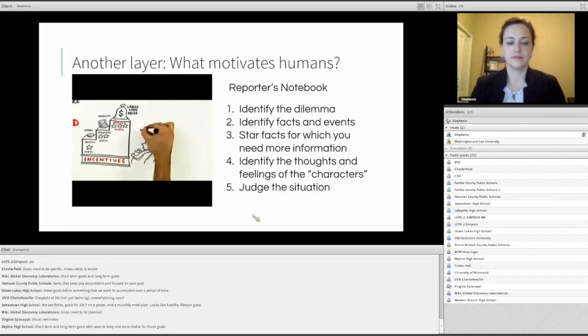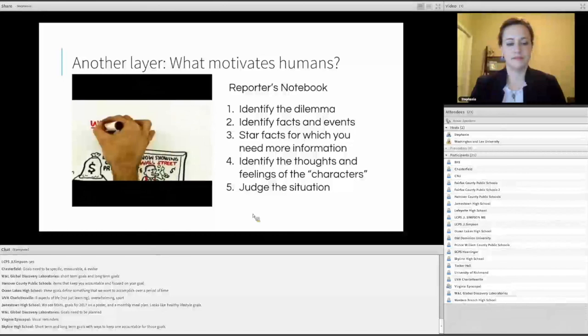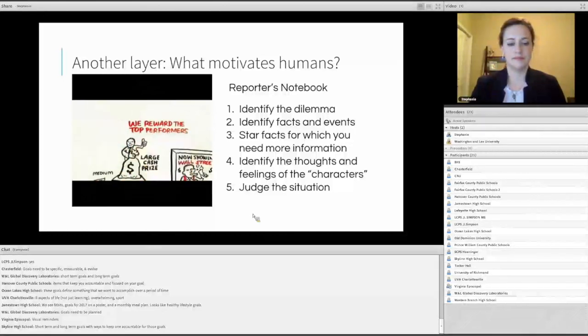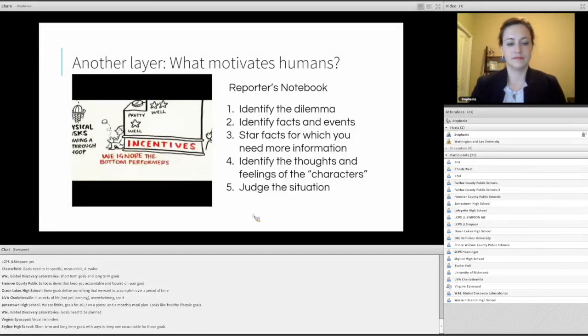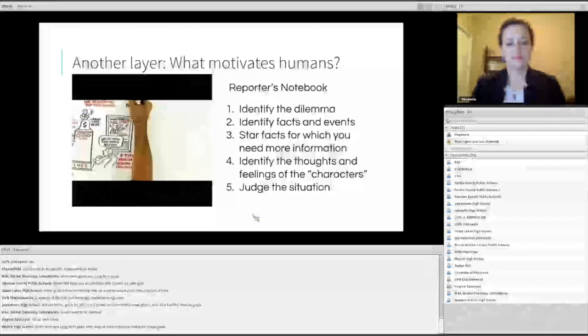Okay, we've seen this movie before. This is essentially a typical motivation scheme within organizations, right? We reward the very top performers. We ignore the low performers and the other folks kind of in the middle.